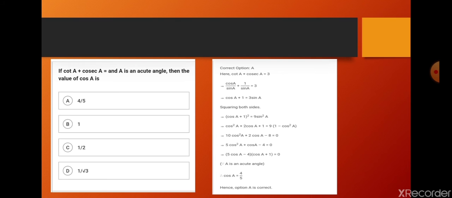Divide the whole equation by 2. Then we have 5 cos square A plus cos A minus 4 equals 0. It's in the form of a quadratic equation. Solve the quadratic equation and you get the values for cos A. As A is an acute angle, we are left with cos A equals 4 by 5. Hence the option is A, the correct answer.